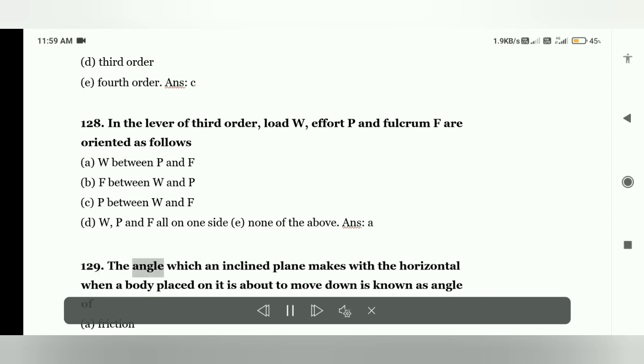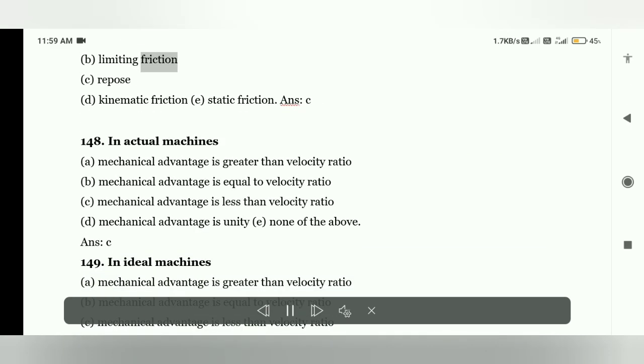129. The angle which an inclined plane makes with the horizontal when a body placed on it is about to move down is known as: angle of friction, limiting friction, repose.